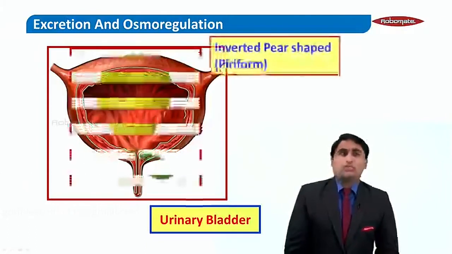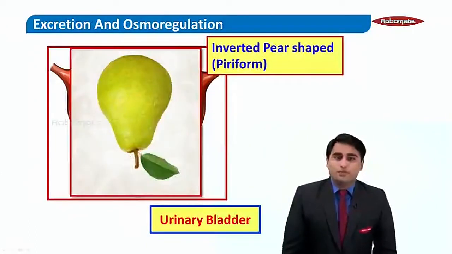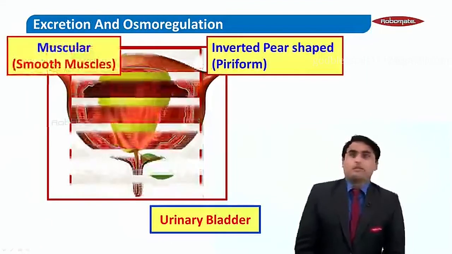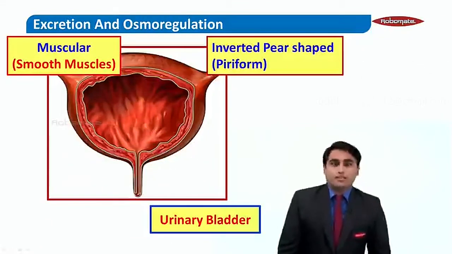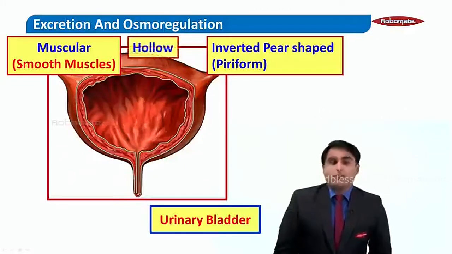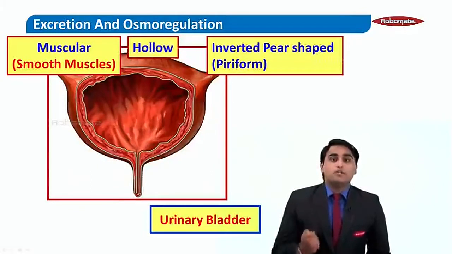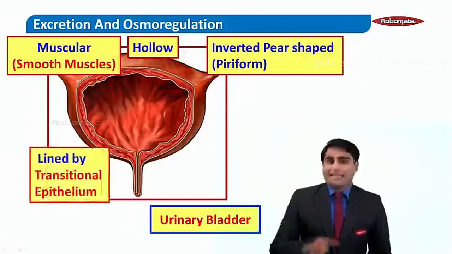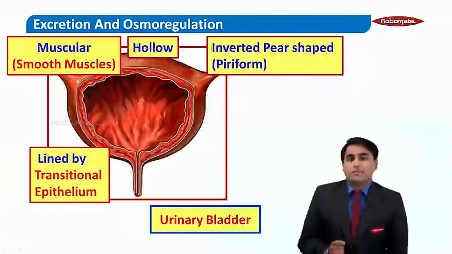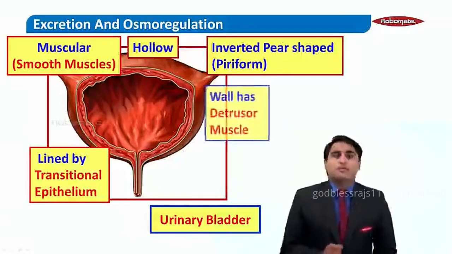It looks like an inverted pear-shaped fruit. So this is also called pyriform shaped, and it is a muscular hollow organ. It is hollow inside because it stores the urine. And it is a muscular structure made up of which muscles? It is made up of smooth muscles. And internally the cavity is lined by transitional epithelium.